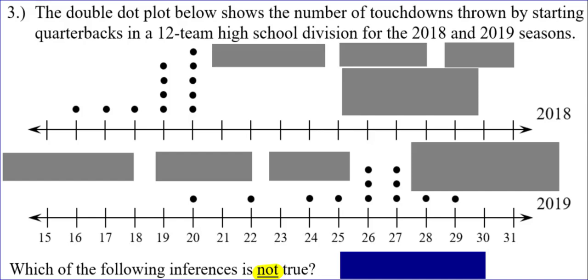All right, you can feel free to underline the key things here so we know this is on touchdowns thrown by starting quarterbacks. We also can see it's 12 teams, so we already know there are 12 dots. If there's not, then they misled us. In fact, you can count 1, 2, 3, 4, 5, 6, 7, 8, 9, 10, 11, 12. Yeah, so 12 dots. And it should be the same for the other one. All right, and here's 2018. That's the first graph on top. 2019 is the second one.